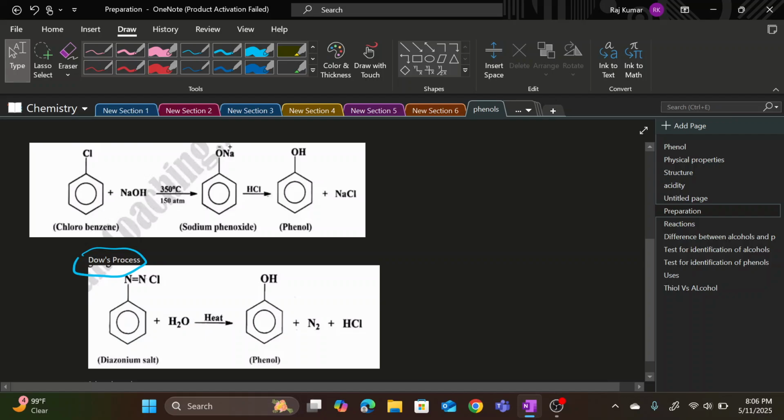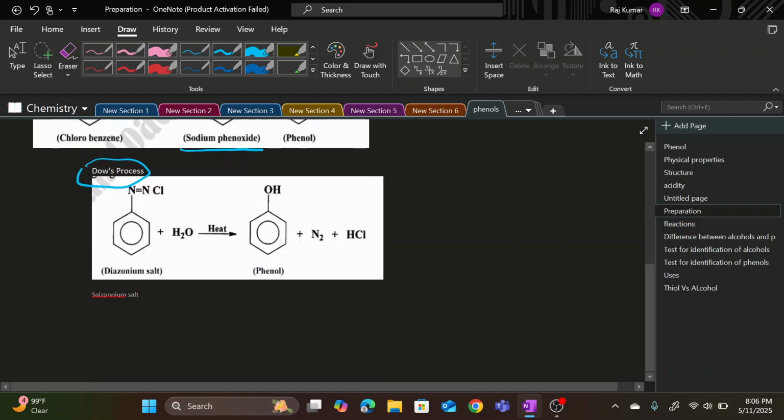In this process we use the reagent chlorobenzene. We take chlorobenzene and use sodium hydroxide at 360 centigrade and 150 atm, due to which we get sodium phenoxide first, and then we further treat it with HCl, due to which we get phenol.